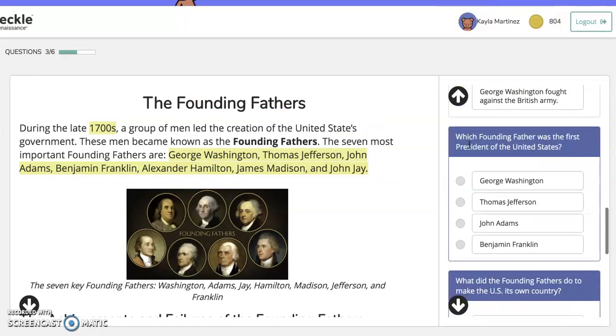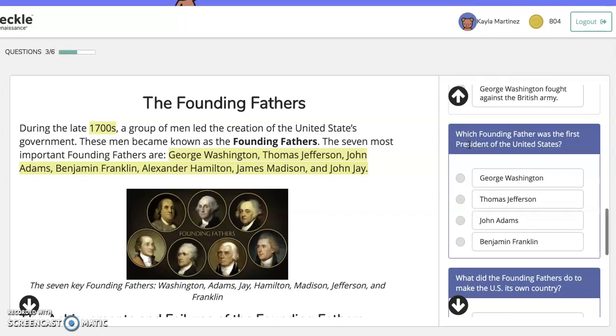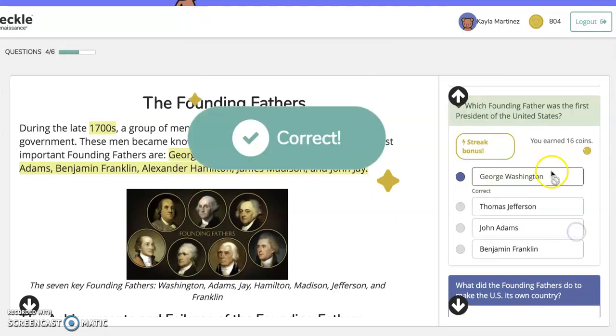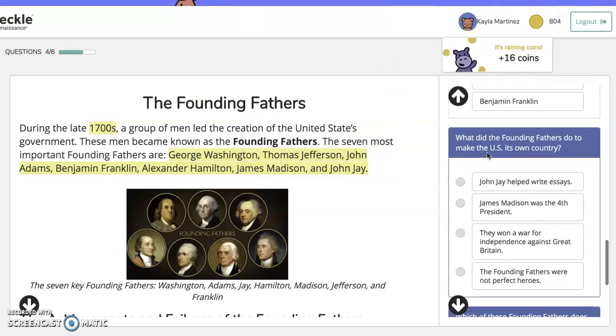Excellent idea. All right. Which founding father was the first president of the United States? Which one was the first? Which one? George Washington. Excellent.